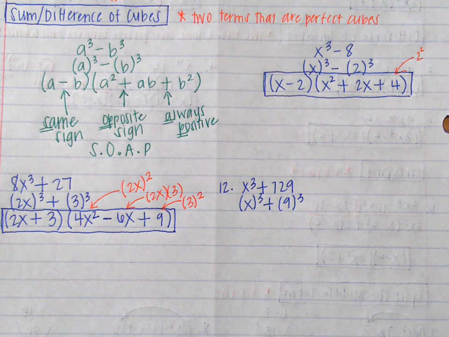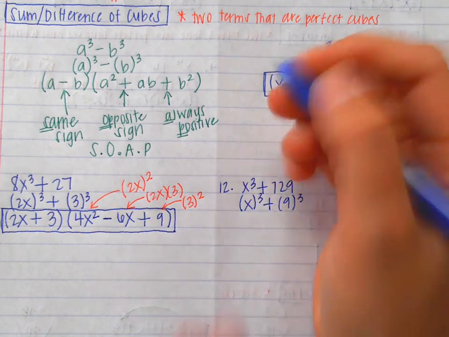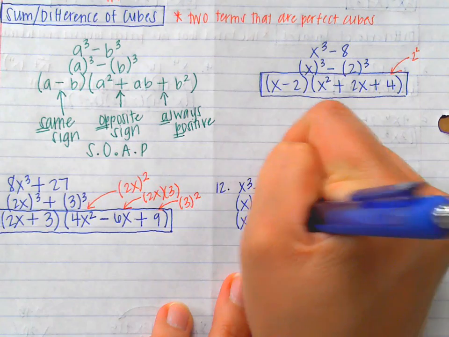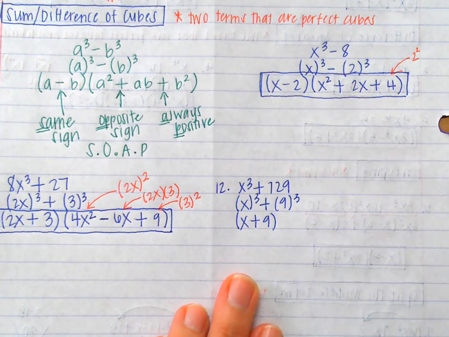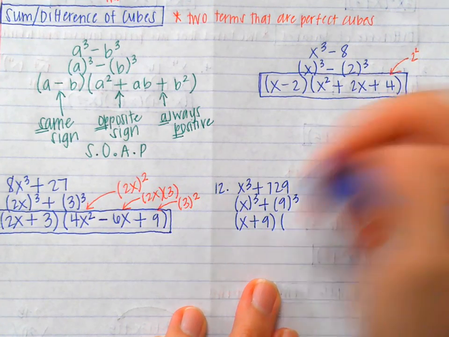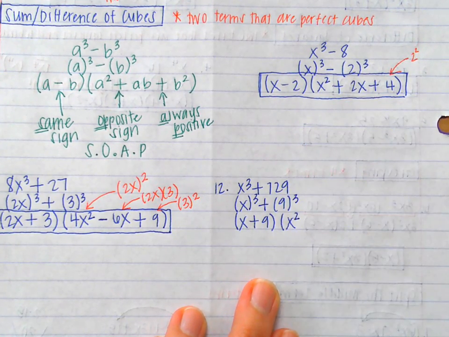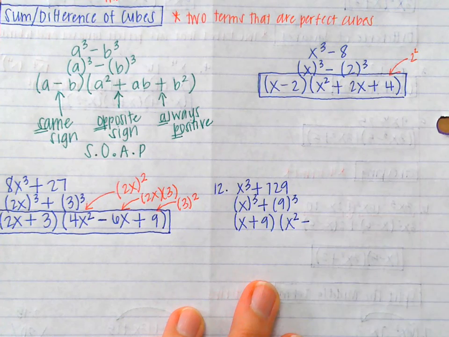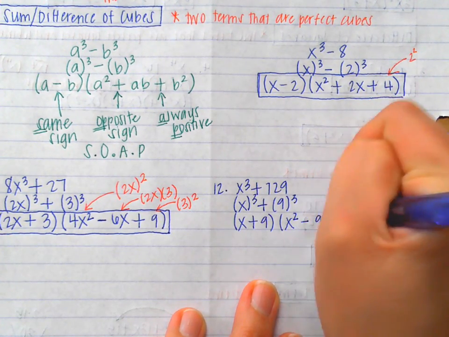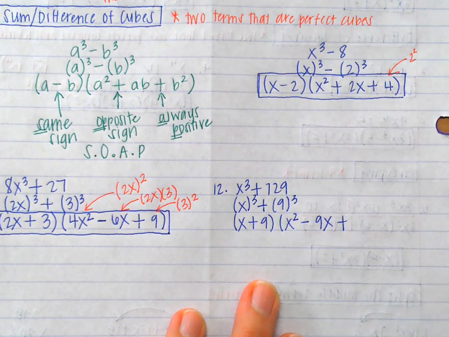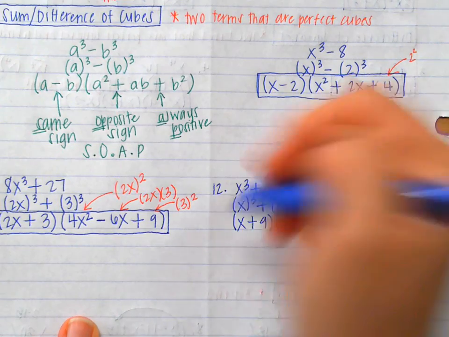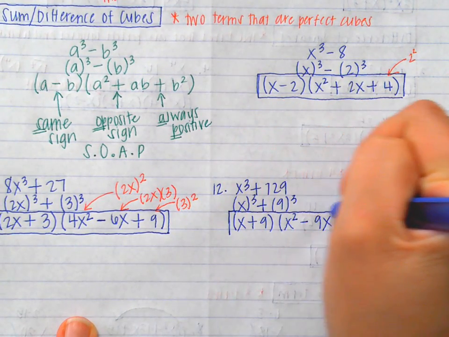Okay, hopefully you're coming back. So we have x, same sign, plus 9. So first term, last term. First term squared. Opposite sign, so if this is a plus, this is going to be a minus. My terms multiplied together, so x times 9, which is 9x. Always positive, my last term squared. 9 squared is 81. And that is it.